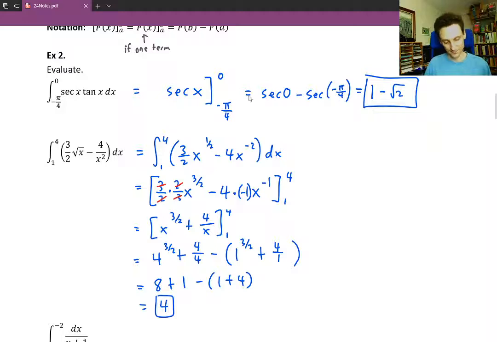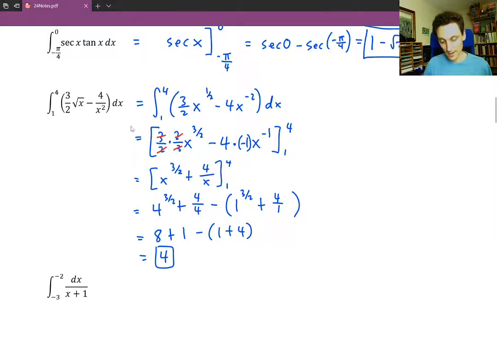Okay. So again, this would represent the area under this curve, whatever it looks like, from x equals 1 to x equals 4. That area would be 4. So that's pretty amazing. We're able to find areas under any function that we can find an antiderivative of.